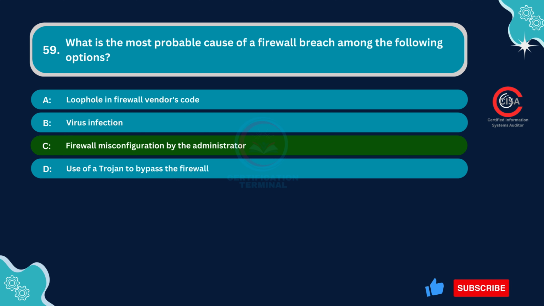Firewall misconfiguration is a significant risk factor for breaches. By prioritizing proper configuration, keeping software updated, and implementing ongoing monitoring, organizations can significantly reduce the likelihood of firewall breaches and enhance their overall security posture.